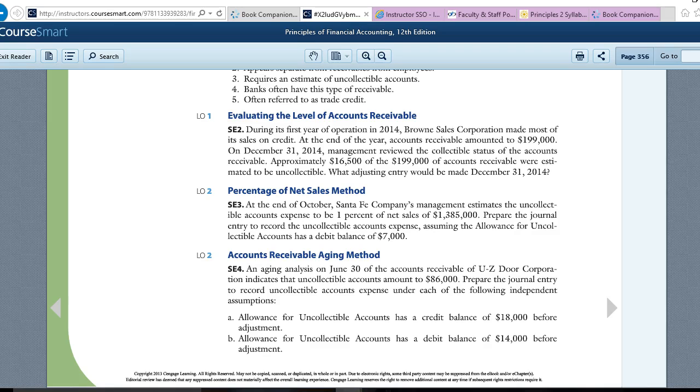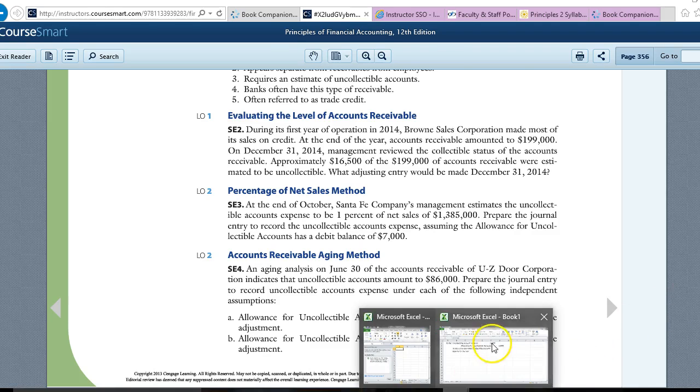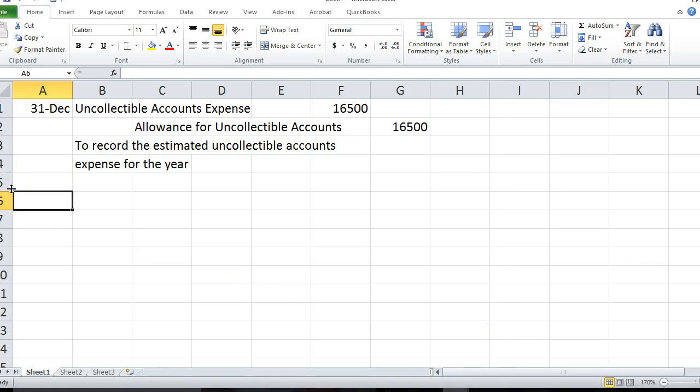What would we show? They're giving us information we really don't need. It doesn't matter that the allowance for the uncollectible accounts right now has a debit of $7,000. That doesn't matter. We have to record the journal entry to show 1% of our sales is not going to be collectible. How are we going to do that? 1% of $1,385,000 is what?